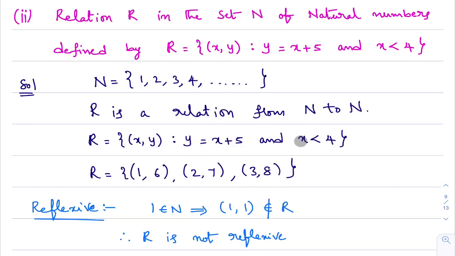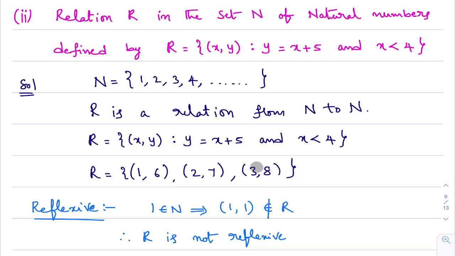Okay. Now in this equation, in place of x you write 1. 1 plus 5 is 6. See, when I take x is 1, y is 6. I can take x as 2 because 2 is a natural number and 2 is less than 4. In place of x you write 2. When I write x is 2, y is 7. See, 2 comma 7. x is 2, y is 7. You take x is 3. In place of x you write 3, x is 3, y is 8.